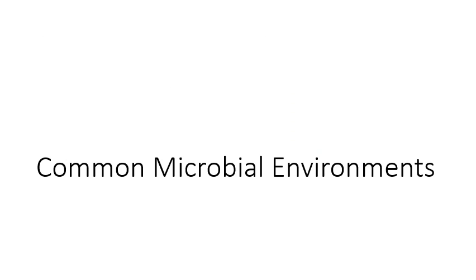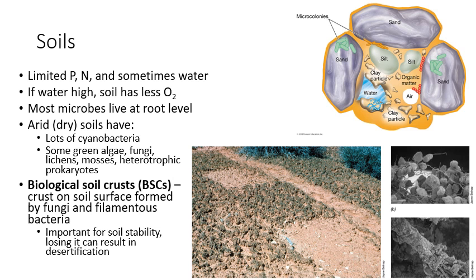So those are some general aspects of microbes in their environments. And now we'll go through the most common microbial environments that we find on Earth. So the first common environment is just the soil. Soil all over the planet has microbes in it. Literally no matter where you are, if there is soil, there are microbes living inside of it. Most soils have limited nutrients. Not every soil has limited nutrients, but most of them do. Specifically limited phosphorus and limited nitrogen.